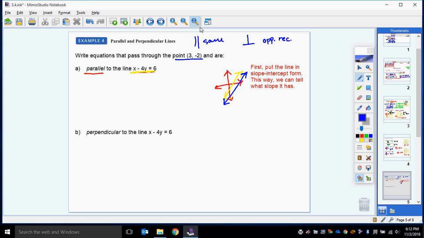Okay, so we're writing the equation of this blue line. We know the equation of the yellow line. We just need the blue line to be parallel. Okay, because the point (3, -2) is, let's just say, somewhere over here. All right, there's a lot of lines that go through that point, but we want the equation of the one that's parallel with the yellow. Okay, that's our end goal here. That's what we're trying to do.